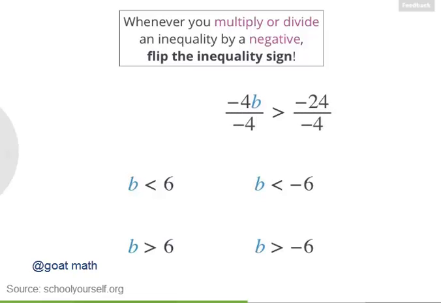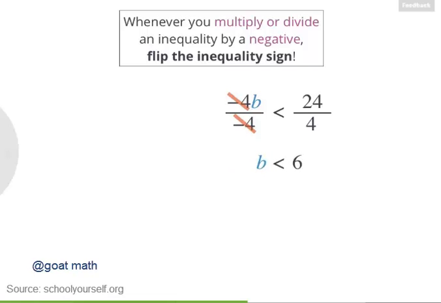Then we can divide both sides by -4. And again, dividing by a negative turns the greater than into a less than. The -4's cancel on the left, and the negatives also cancel on the right. That leaves us with b is less than 24 over 4, or 6. So as you correctly found, b is less than 6.